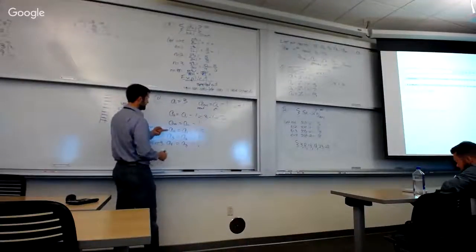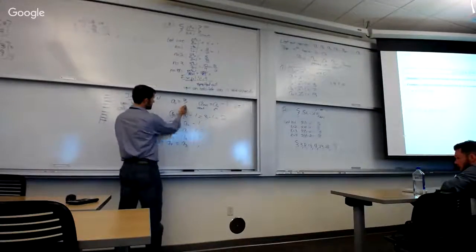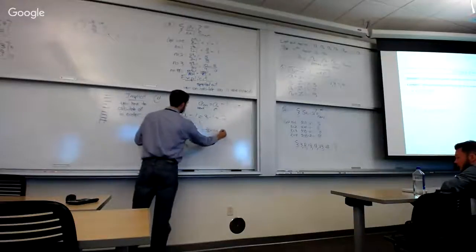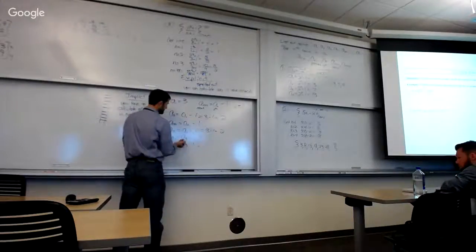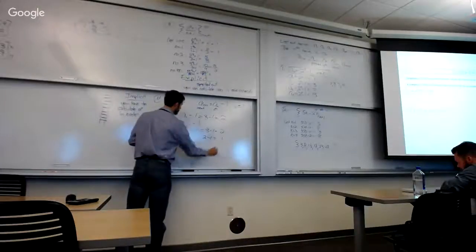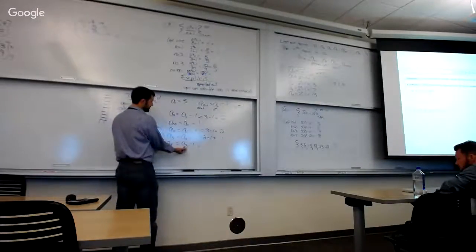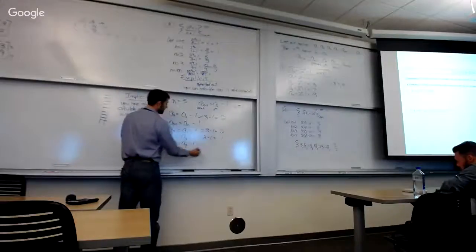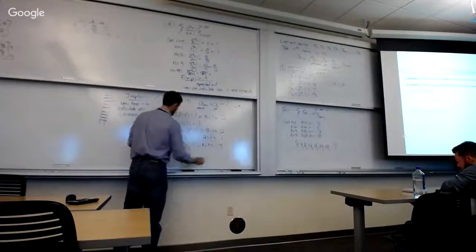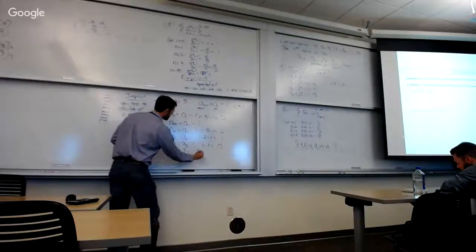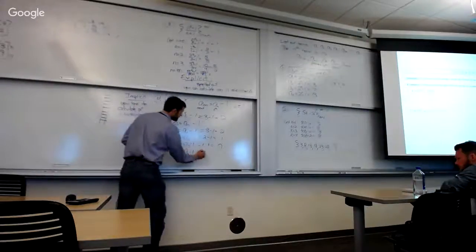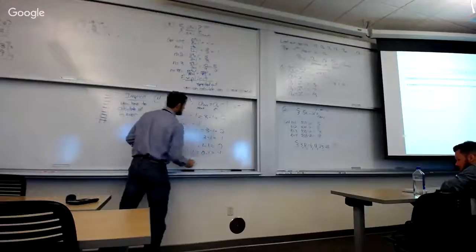To get the second term, I need to know the first term, which they told me. So that was 3 minus 1, which is 2. To get the third term, I need the second term, which I just calculated was 2. So I'd plug in 2 minus 1, which is 1. To get the fourth term, I need the third term, so I plug in 1 minus 1 equals 0. And to get the fifth term, I need the fourth term, which was 0, so 0 minus 1, which is negative 1.